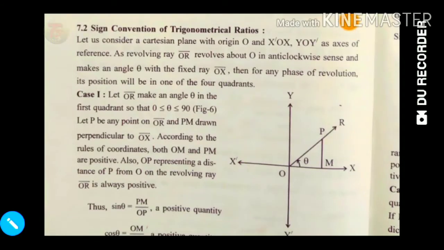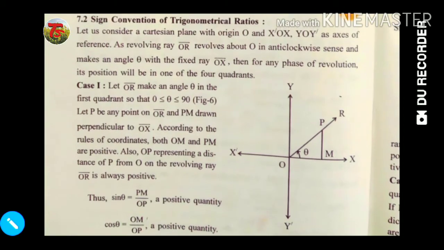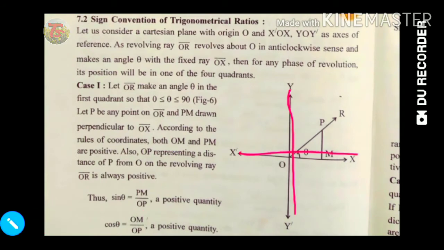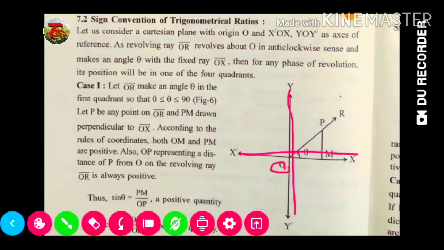Sign convention of trigonometrical ratios. Let us consider a Cartesian plane with origin O. See this diagram. Here we'll consider one Cartesian plane with our origin O, and our X'OX and YOY' as axes of reference. As a revolving ray, this OR is our revolving ray, which revolves about O.